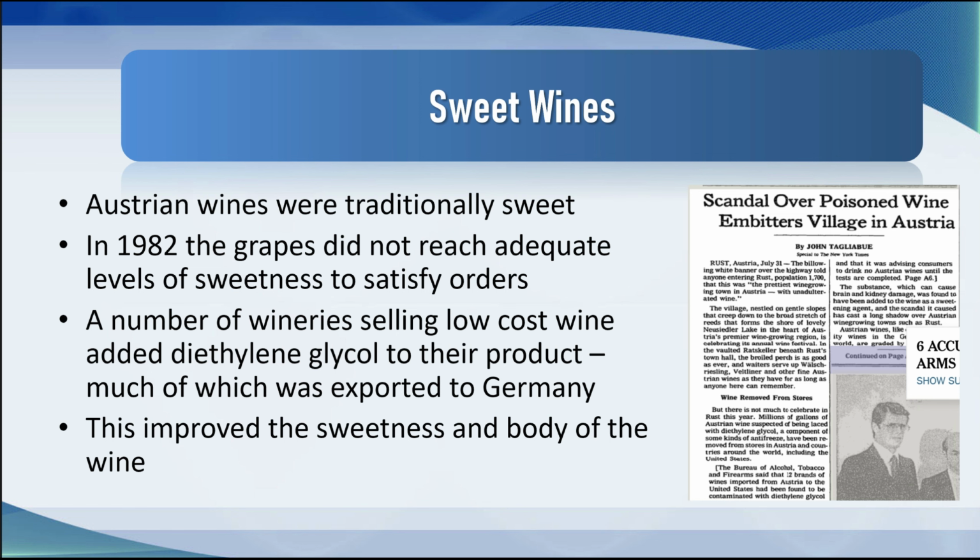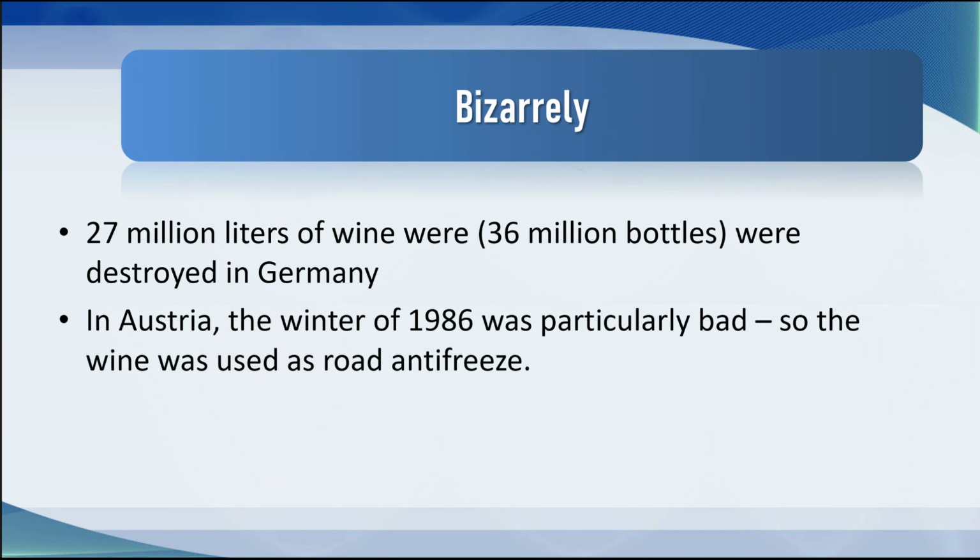What happened to all the wine? Well, 27 million litres of wine in Germany were destroyed. That was 36 million bottles. Strangely, in Austria, the winter of 1986 was so bad that they started using the wine that was otherwise going to be thrown out as road antifreeze.